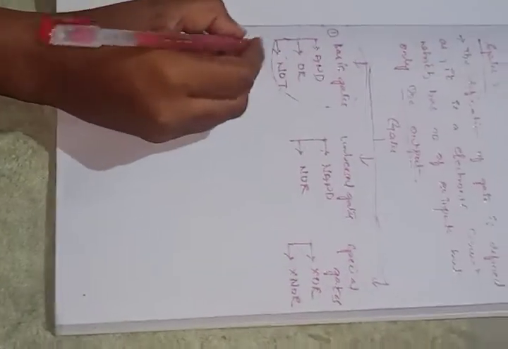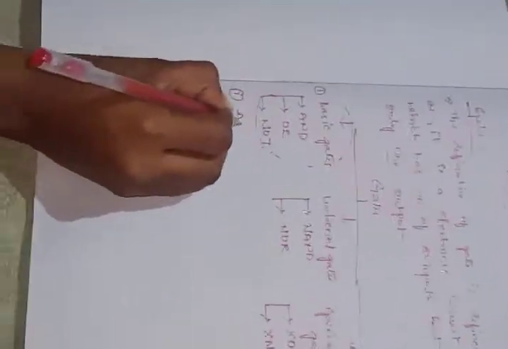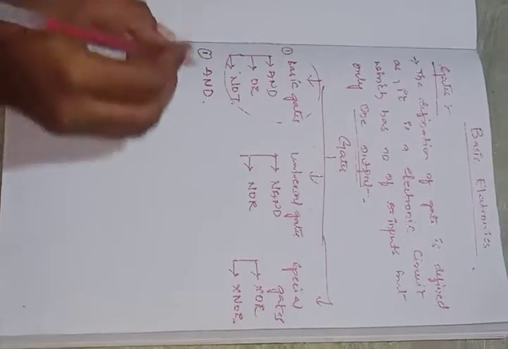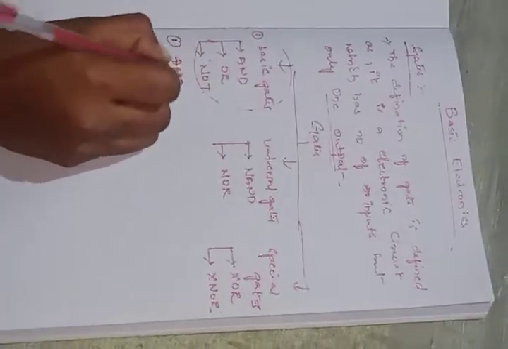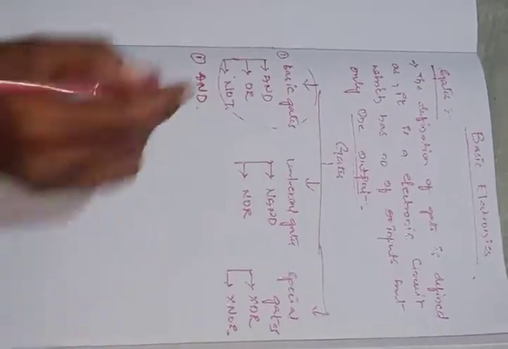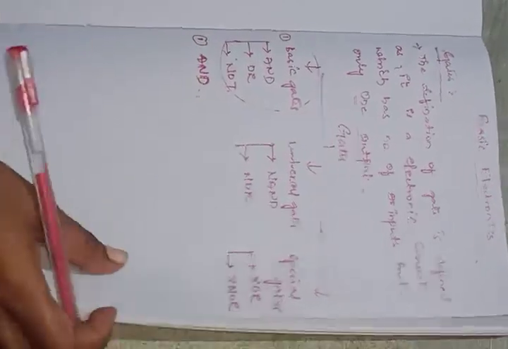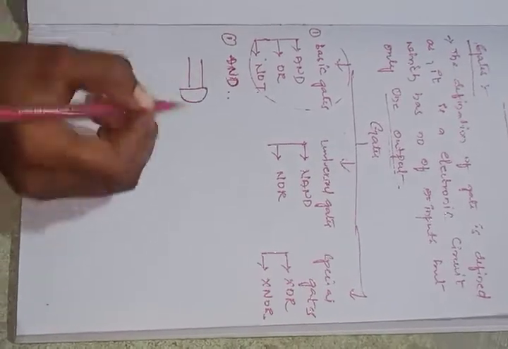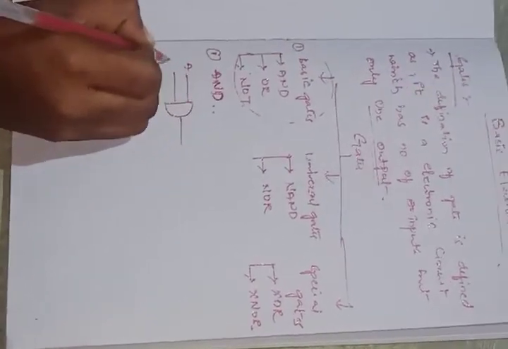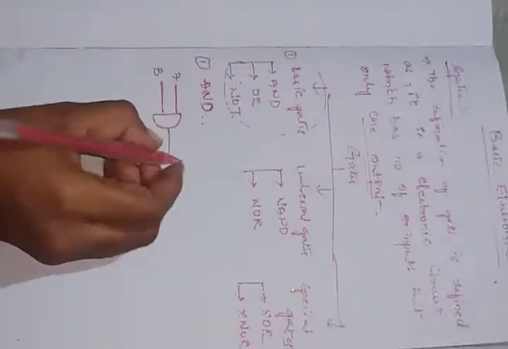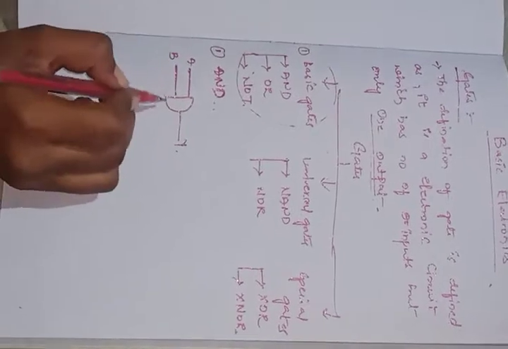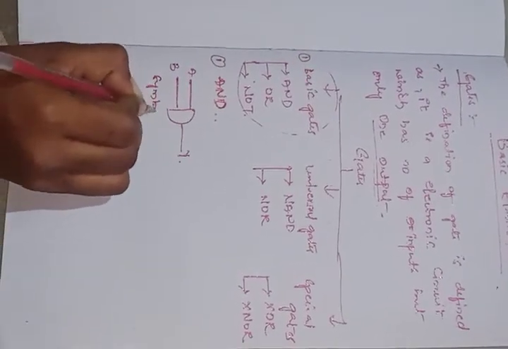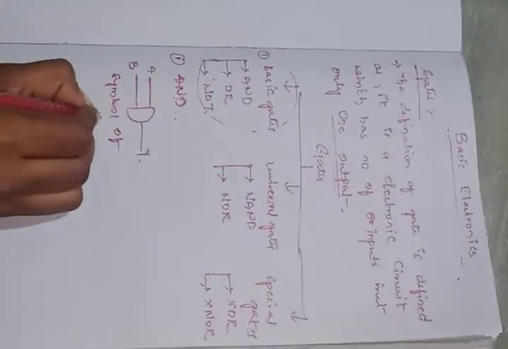Now we are going to explain about basic gates. Basic gates, first one is AND gate. Now we are going to see its basic symbol, structure and the truth table. The symbol of AND gate is this. We can take any number of inputs, but here we take only two inputs and one output. This is the symbol of AND gate.